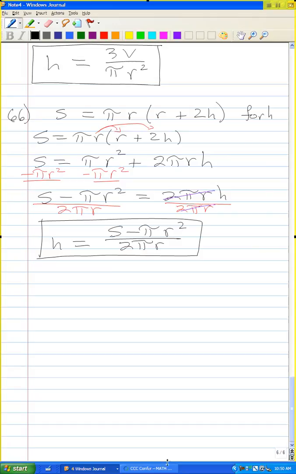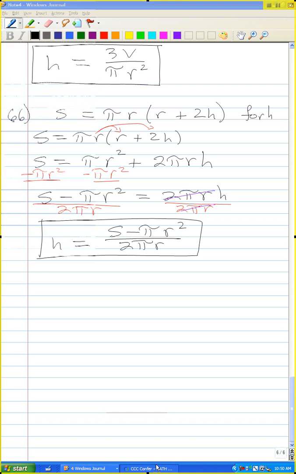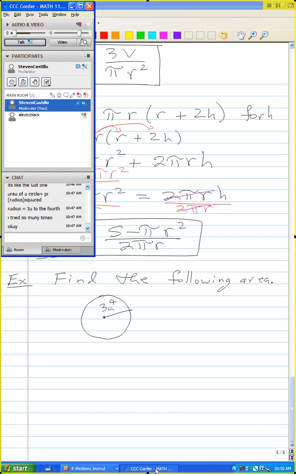But let me do that question. So it was 3a to the fourth, and you want to find the area. Example: find the following area. I have a circle, and you said 3a to the fourth. I have a circle with a radius of 3a to the fourth.